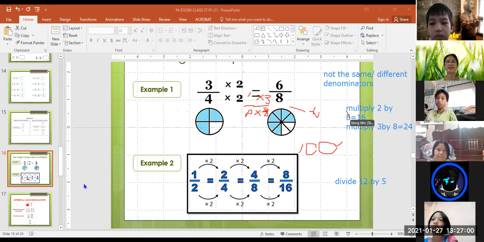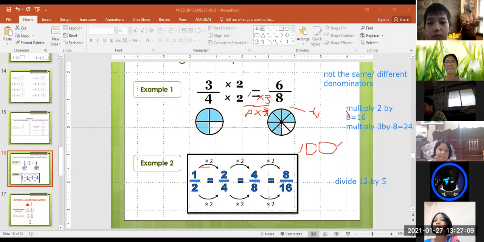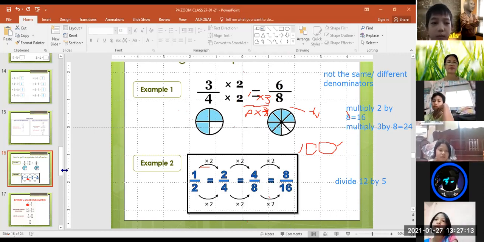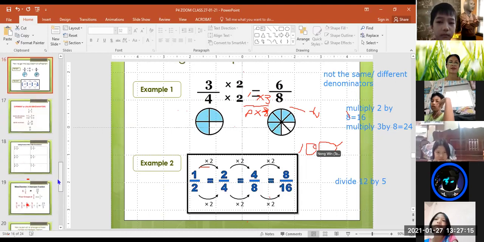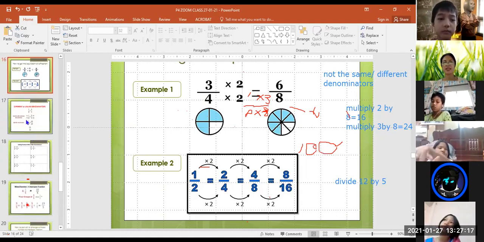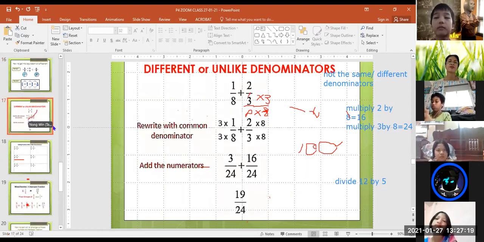So let's share again. So there. Now this time, there you go. So that is how we did the first time. Now different or unlike denominators. So that is exactly the same.